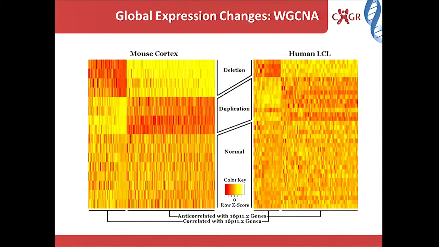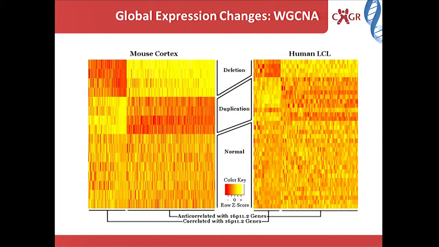So taking the nominal genome-wide signals, we wanted to ask which genes' expression changes correlate most closely with the genes found within the 16p region. To do this, we used weighted gene correlation network analysis to highlight clusters of genes with highly correlated or anti-correlated expression between the different conditions.